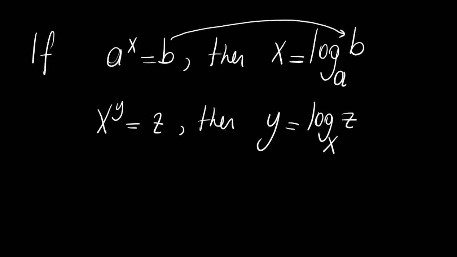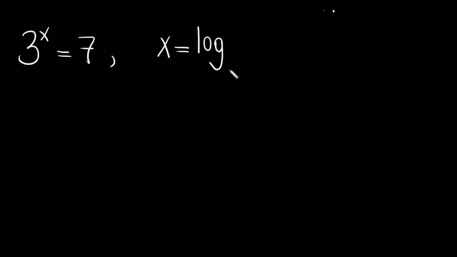Alright, so now let's do a few examples about this. So for example, let's say that 3 to the power of x is equal to 7. Then, as you can see here, x is the exponent. So x is going to be, and then let's write log. So we are going to write 3 as our base, because base is 3 here. So log base 3 of 7. Whatever this number is, we're going to write that number right over here. Okay? So x is going to be log base 3 of 7.